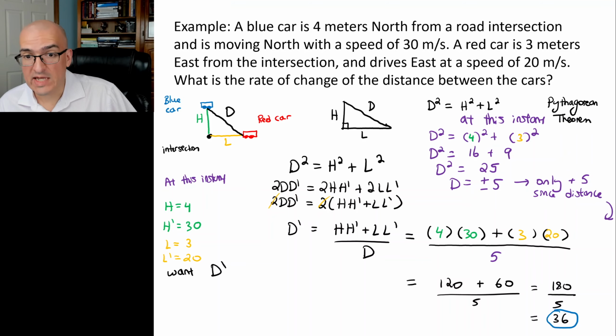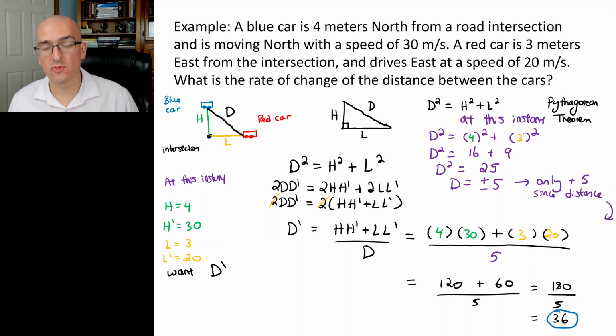So even though one car is moving 30 kilometers an hour, the other car is moving 20 kilometers an hour, or whatever, the meters per second rather, the distance between them is increasing at 36 meters per second. It's like a combined effect of both movements.